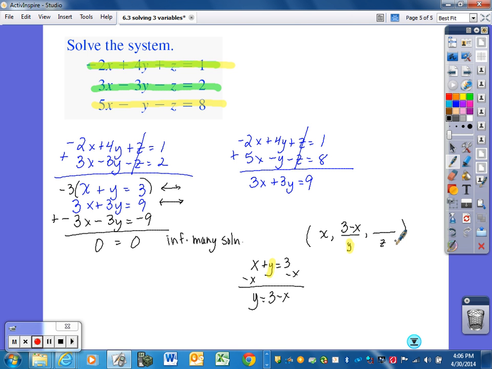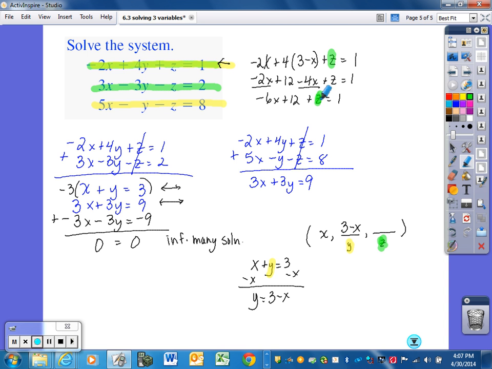Now I'm looking for z. So I'm going to go up here to this first equation. Negative 2x plus 4y, and y is 3 minus x, plus z equals 1. This time, I'm solving for z. So let's see what happens. Negative 2x plus 12 minus 4x plus z equals 1. Negative 2x, negative 4x, negative 6x plus 12 plus z equals 1. Still solving for z. Add 6x and subtract 12. And I get z equals negative 11 plus 6x. And there's my solution.